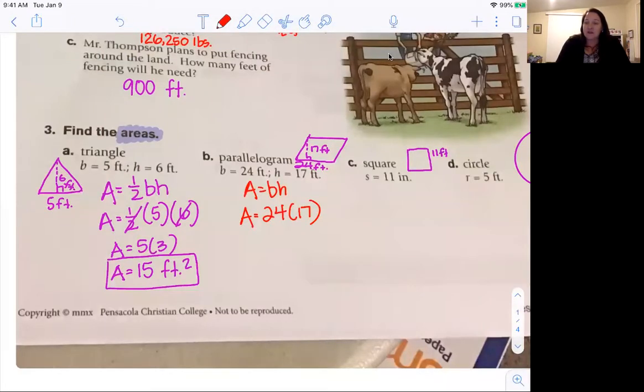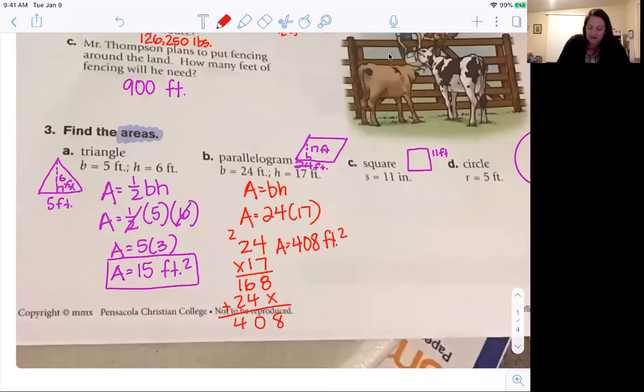I'm giving myself grace. I don't know that one automatically, so I'm going to go ahead and write it vertically and work it out. 24, not 27, 24 times 17. 28, 14, 15, 16, 4, 2, 8, 0, 1, 4. Area equals 408 square feet. Why did I say square feet? Because it's area. It's got to be square feet.